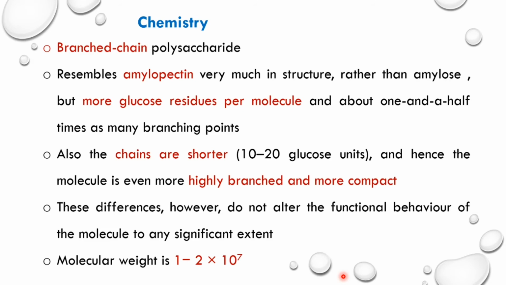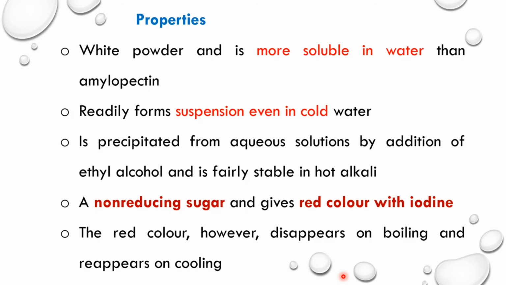Coming to the chemistry, these are branched chain polysaccharides like amylopectin. It resembles amylopectin, but it has more glucose residues per molecule and about 1.5 times as many branching points. Also, the chains are shorter but there are more branches, so it's more compact. Molecular weight is 1 to 2 times 10 raised to 7. So the structure is like amylopectin, but with shorter glucose chains, more branches and a more compact structure.